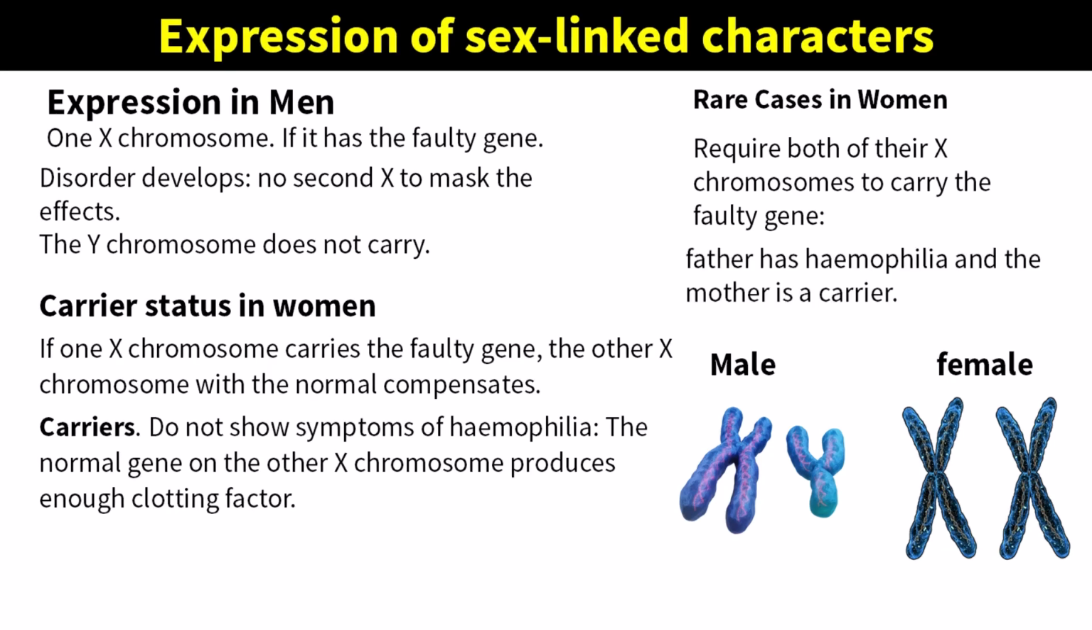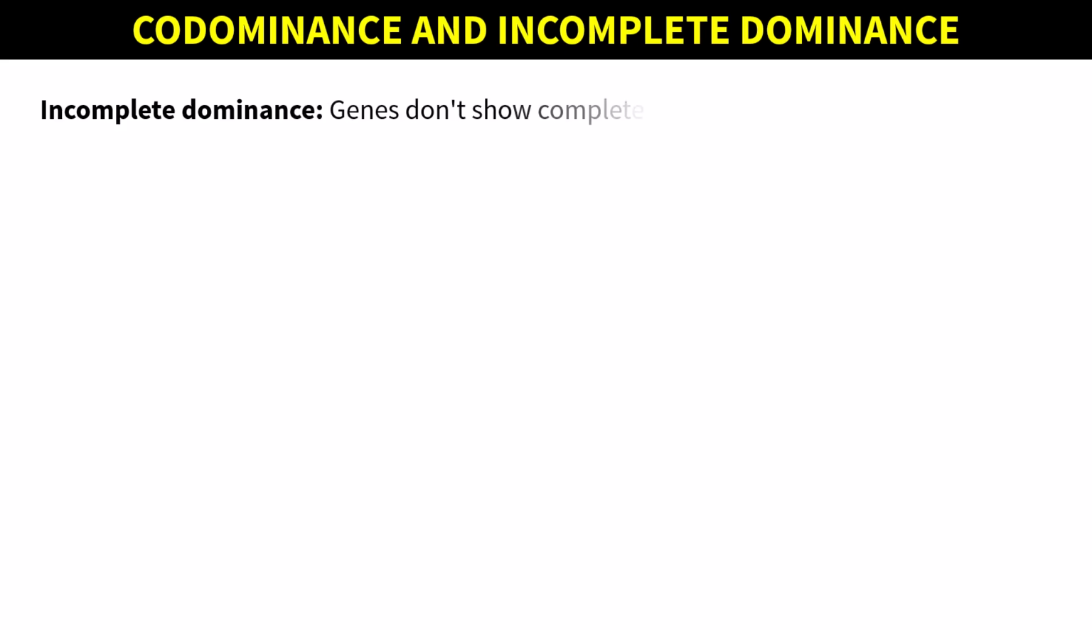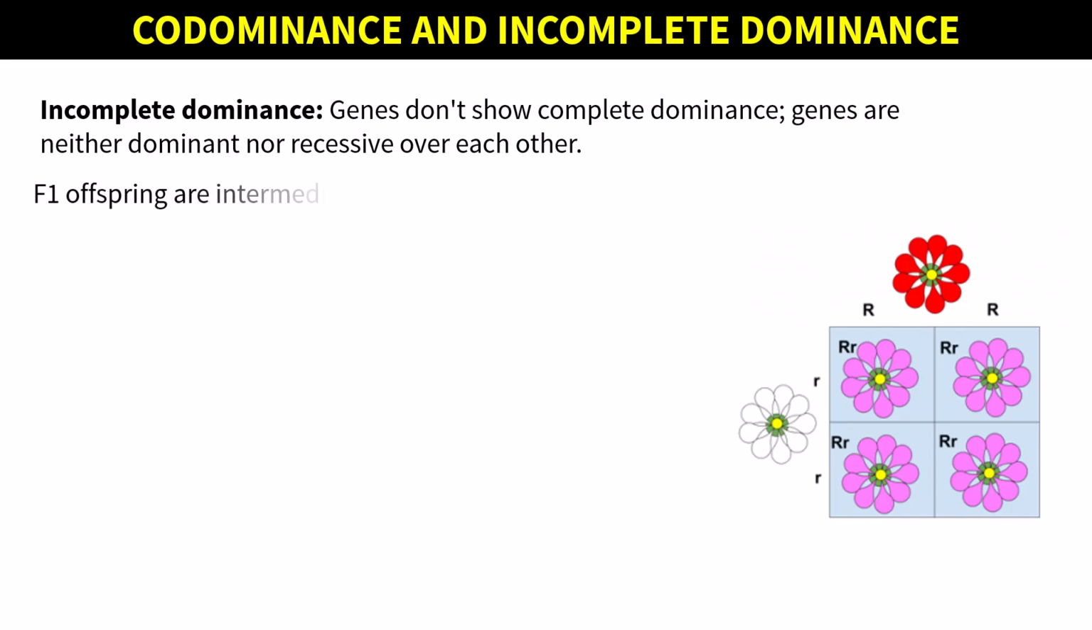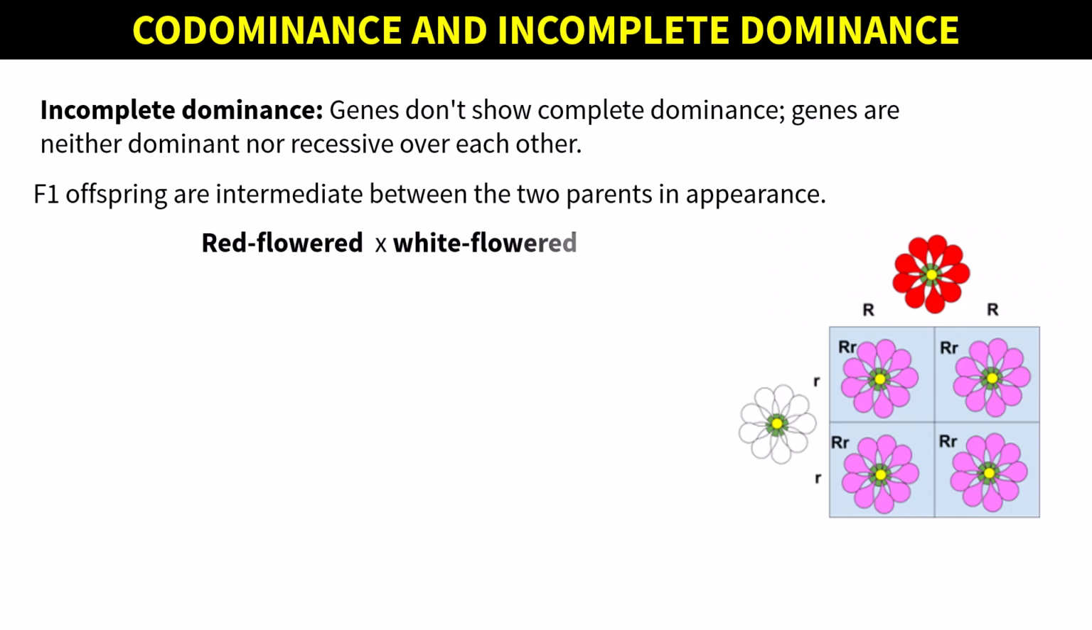As we end this lesson, let us talk about two confusing conditions in genetics: codominance and incomplete dominance. Incomplete dominance. This is a condition whereby some genes don't show complete dominance. One gene is neither dominant nor recessive over the other. Thus, the F1 offspring are intermediate between the two parents in appearance. For example, when a red-flowered rose plant is crossed with a white-flowered one, the offspring produces pink flowers, an intermediate color between white and red.